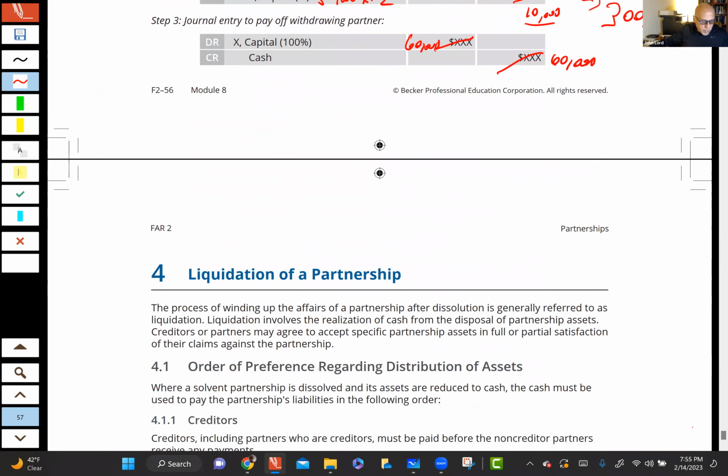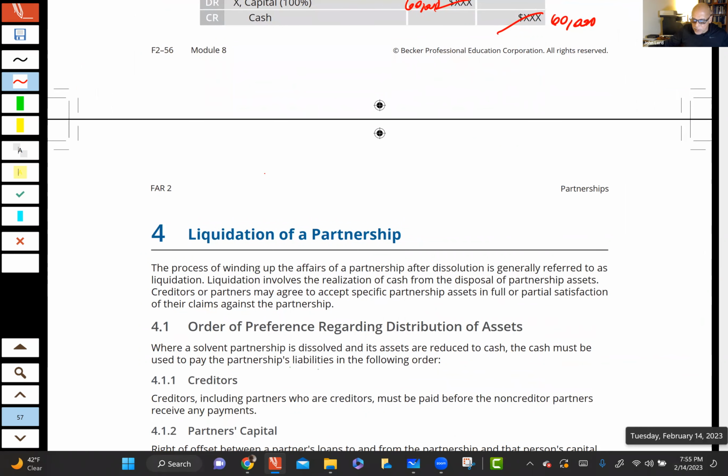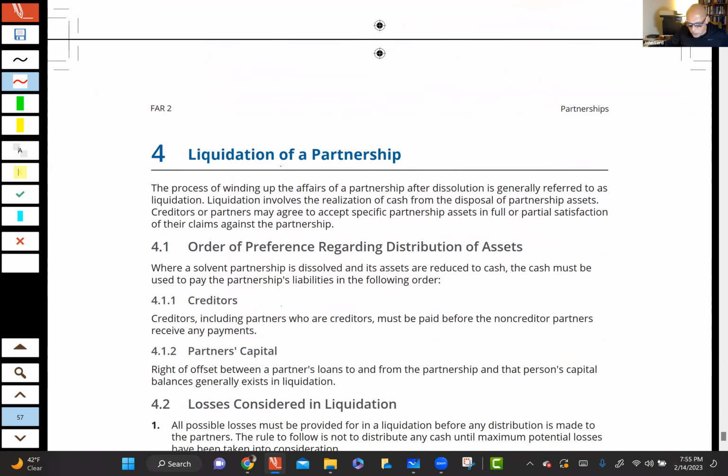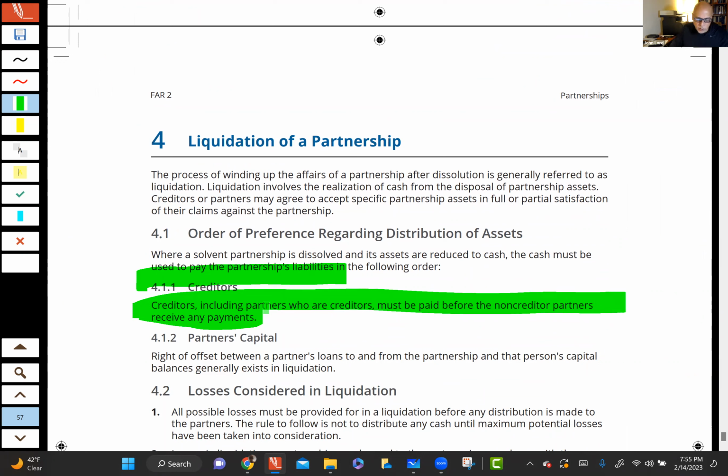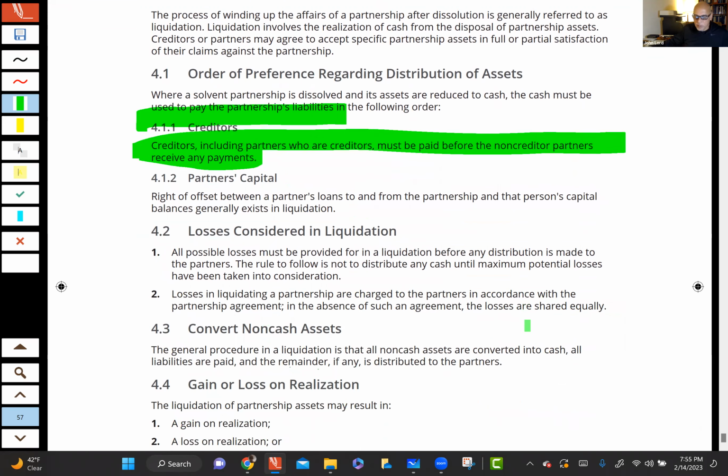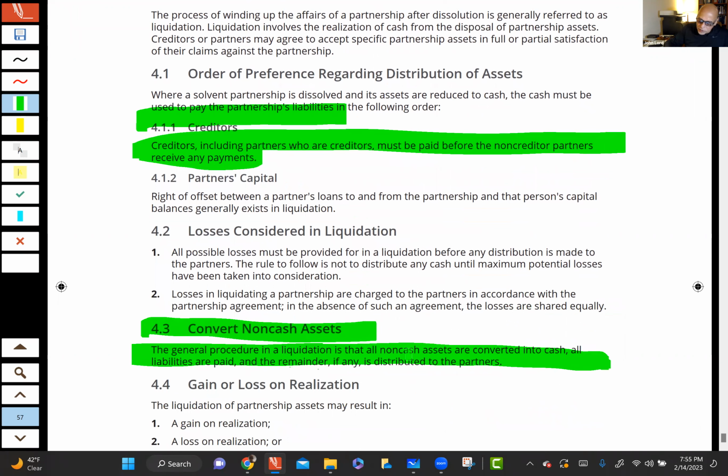Okay, liquidation of a partnership. Again, it is a following directions thing, but commonly creditors, including partners who are creditors and non-partners who are creditors, get their money first. And then if something's left, it will go to the partners as you're liquidating the entire partnership. In other words, you're giving them cash. Since you're giving them cash, you'll have to convert any non-cash assets, like fixed assets or whatever, to cash.